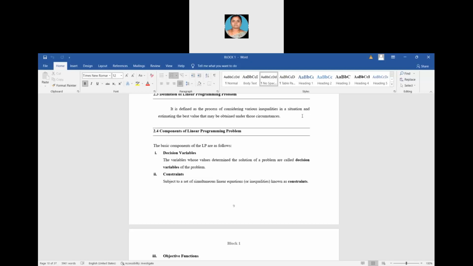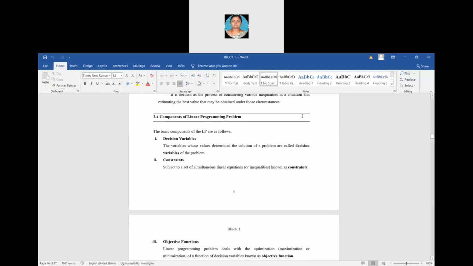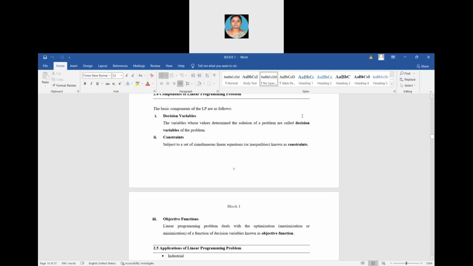And constraints. Constraints means the conditions, subject to a set of simultaneous linear equations. With the help of the constraints only, we can find the value for the decision variable.